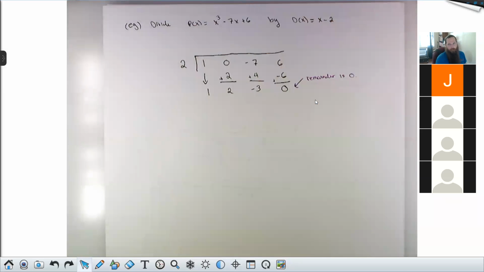Think back to dividing numbers. What does it mean when I say doing long division by numbers, the remainder is 0? It can go in there evenly. Yeah. So let's take that and still talk about numbers. If I say that 3 goes into 21 evenly, what does that say about 21?